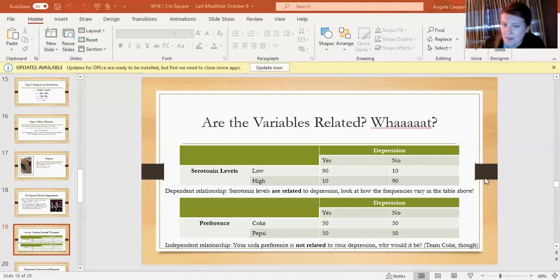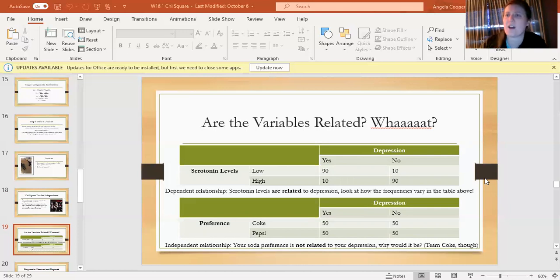When we think about an independent relationship, this is saying that these things are not related whatsoever. They're independent of one another, like Beyonce from Destiny's Child. So we're looking at depression again: do you have depression, yes or no?